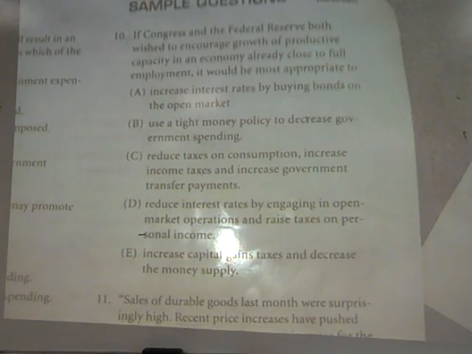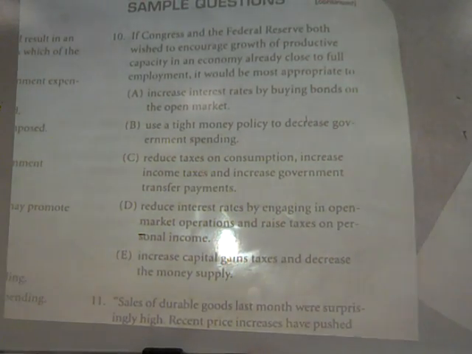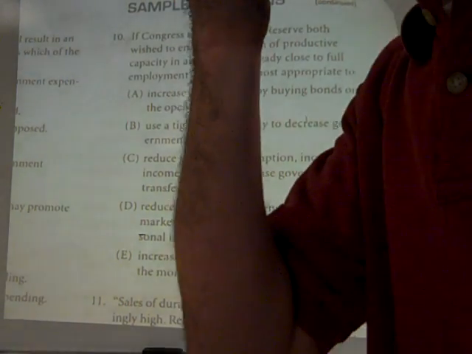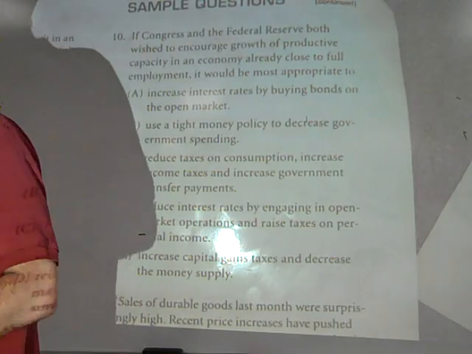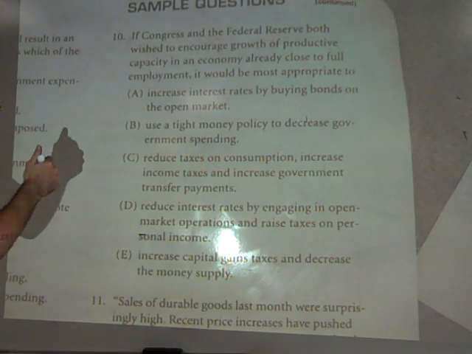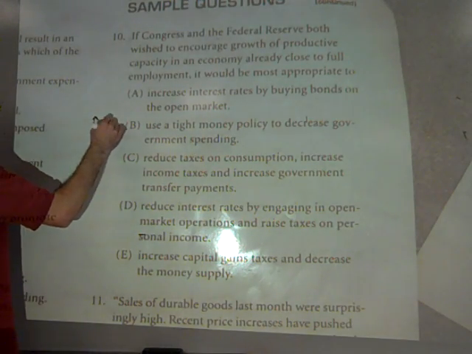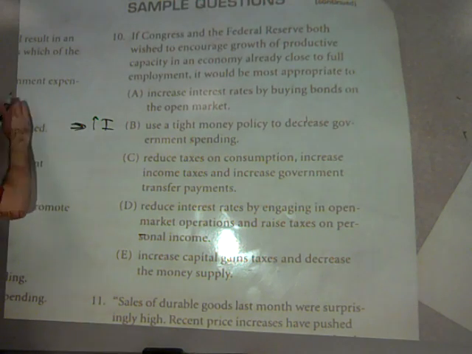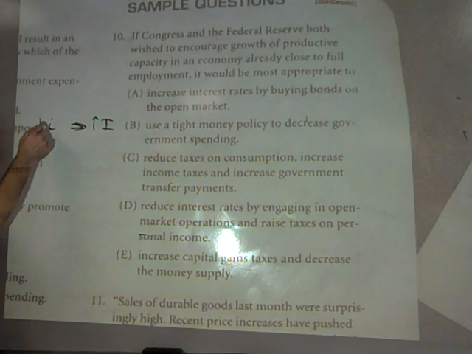Number 10, Congress and the Federal Reserve both wish to encourage the growth of productive capacity. Productive capacity is your capacity to produce. It's how much capital you have. So if they both wanted more capital, more investment, what does my tattoo say they should try to achieve with the interest rate? Lower interest rates.